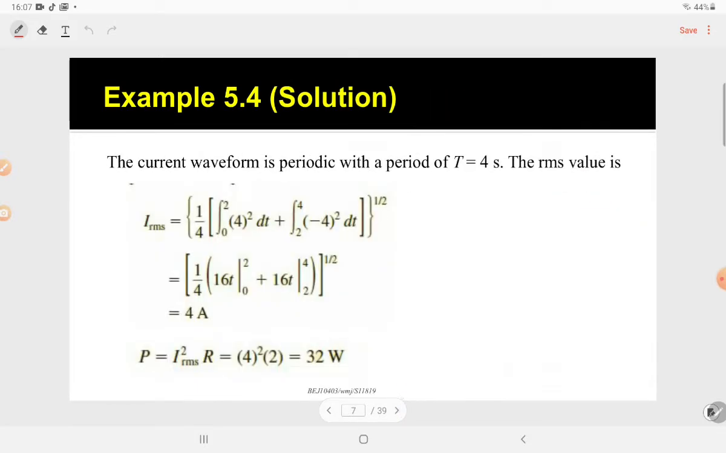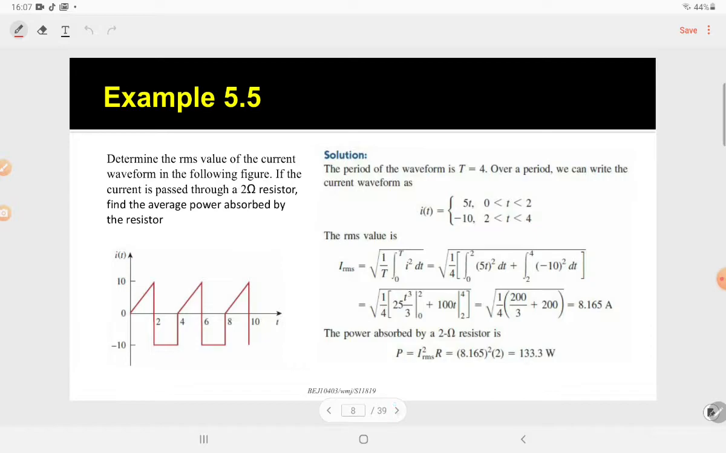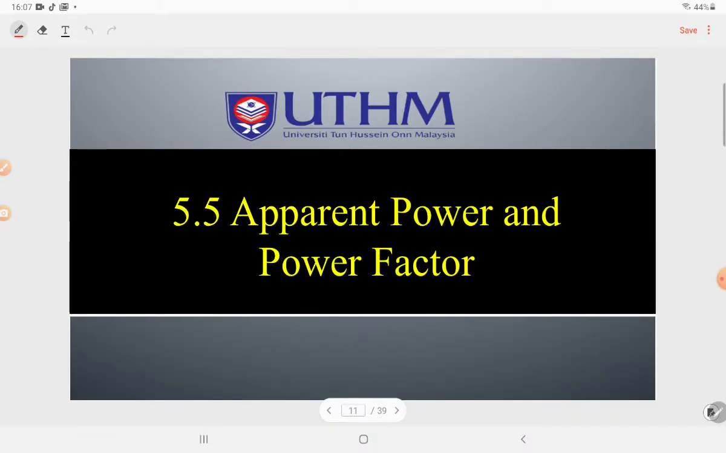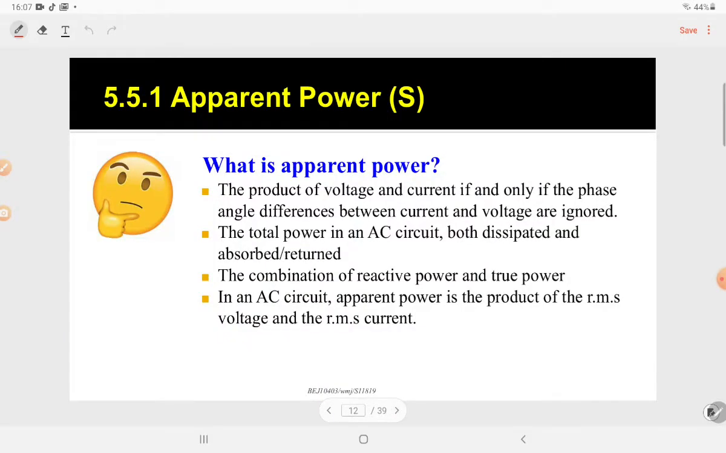Now we go to the example, and then straight away to the apparent power and power factor. So what is apparent power? Apparent power is denoted by capital S.